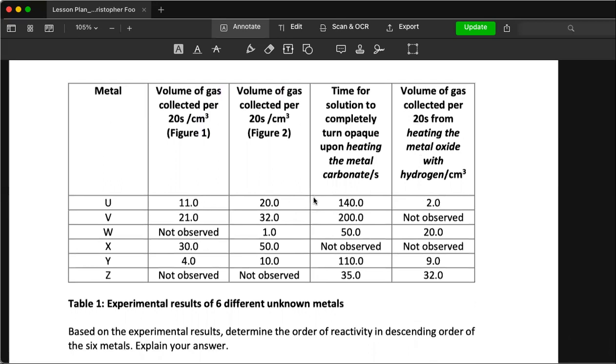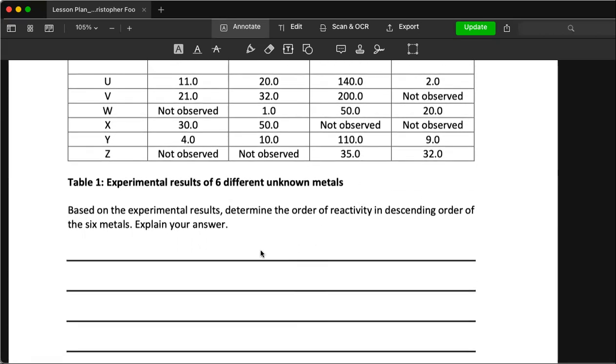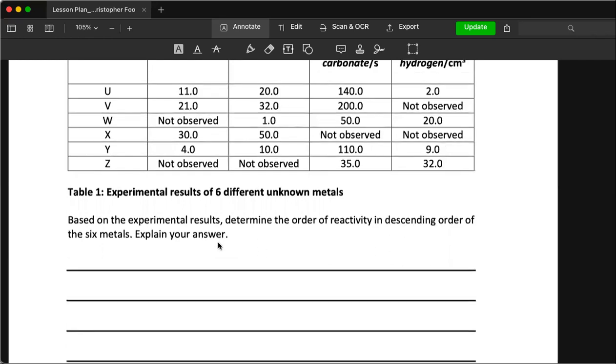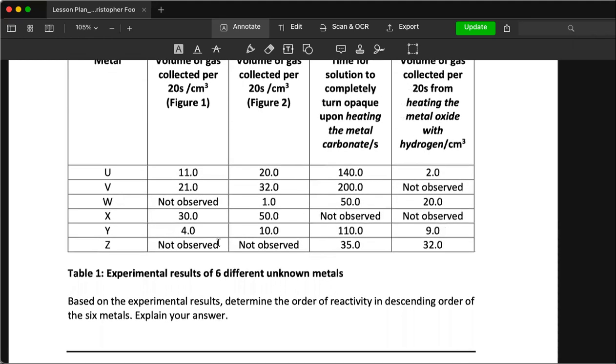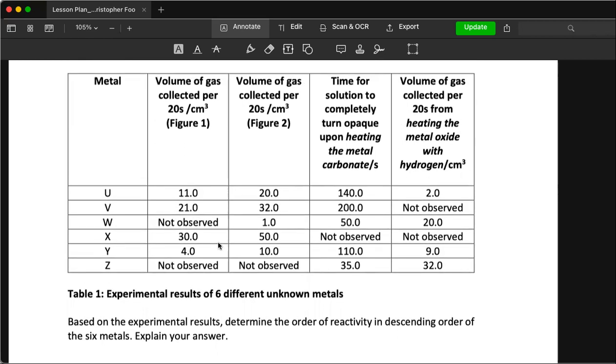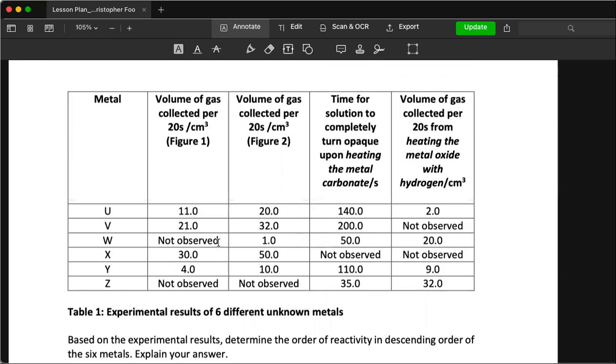Okay, the experimental data. So these are the 6 metals to be compared, and then these are the data for the various experiments 1, 2, 3, and 4 respectively. Students can discuss within their pair and, based on the experimental results, determine the order of reactivity in descending order, starting from the most reactive to the least reactive, and give appropriate reasons.